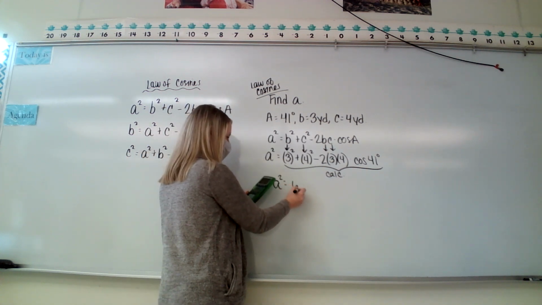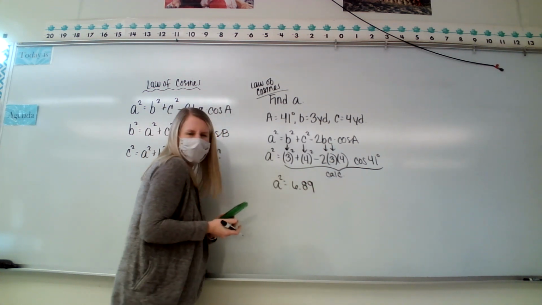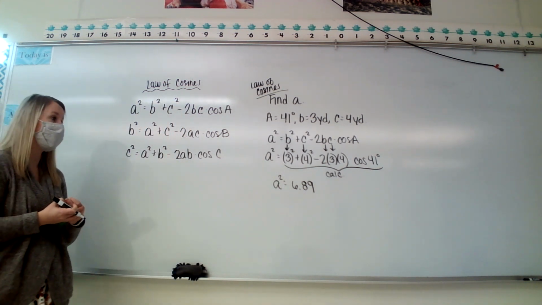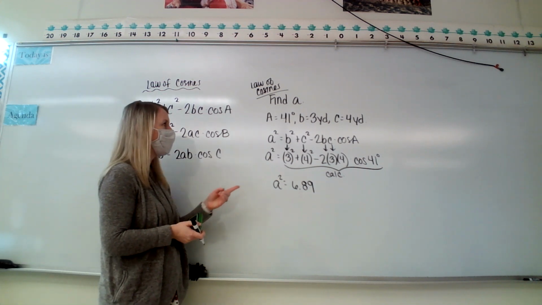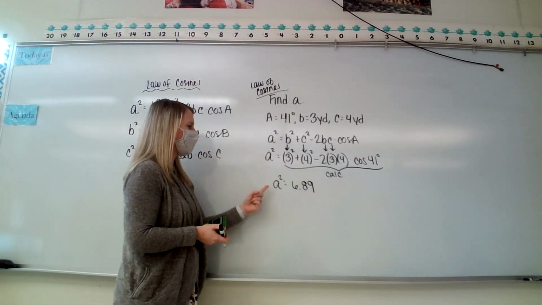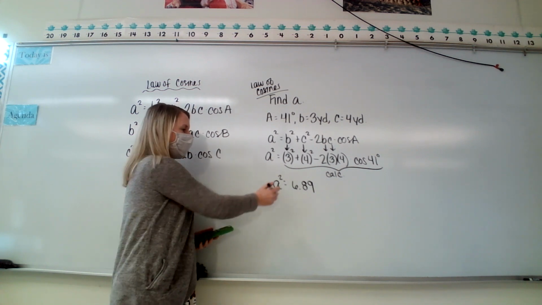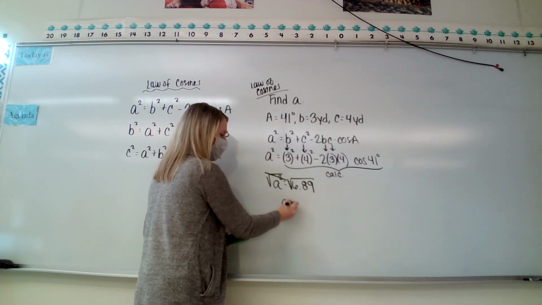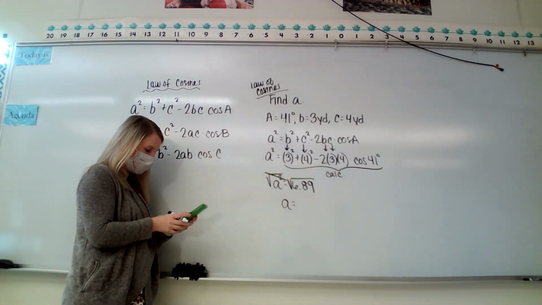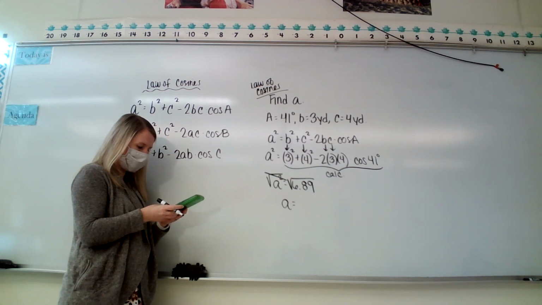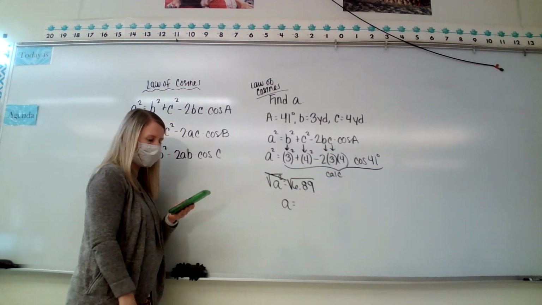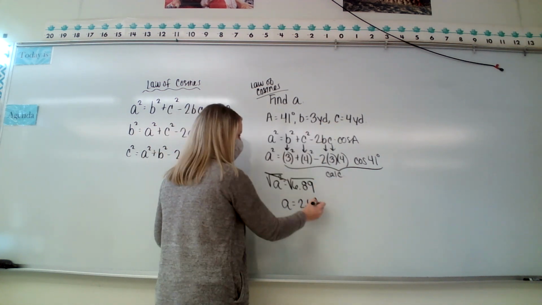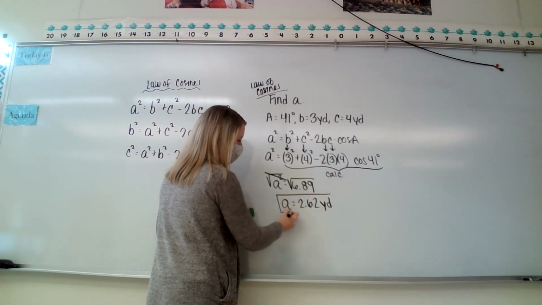It's like 6.89. I just go out a few decimal places, 2 or 3 is fine. Now I'm not done. There is one extra step, because I want to find A, but this is A squared. So if we ever want to get rid of a squared, we take the square root. Anytime you want to cancel a square, the opposite is square root. So in my calculator, the square root of 6.89 is 2.62. There you go. And that would be in yards. And then, my friends, you would be done.